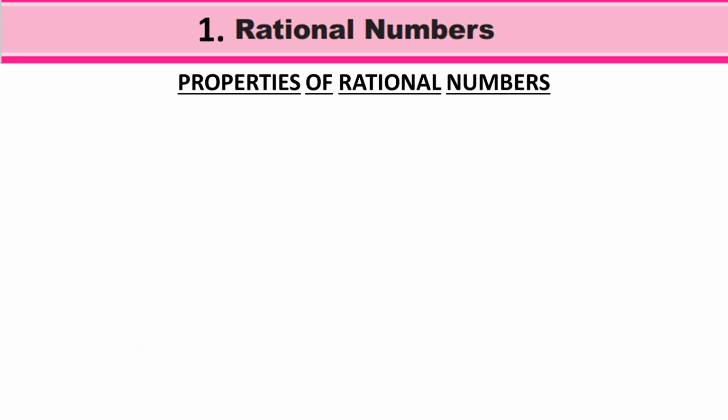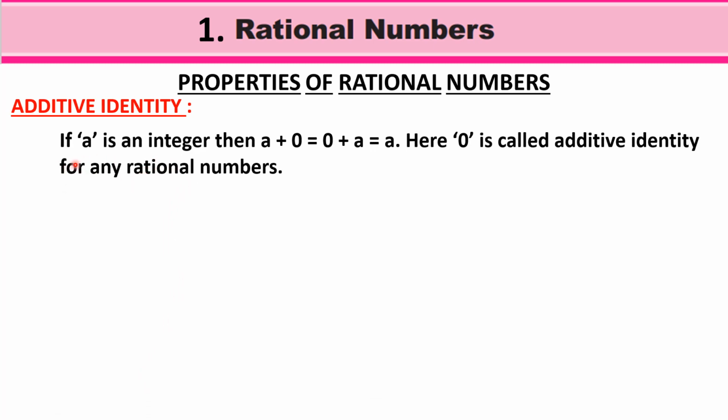Right. One more property of rational numbers is additive identity. Look at that. What is additive identity? If a is a rational number, then a plus 0 equals 0 plus a equals a. Here 0 is called additive identity for any rational number. When we add any rational number to 0, or 0 to any rational number, it stays the same. Here 0 is acting like an identity. That's why 0 is called additive identity for any rational number.